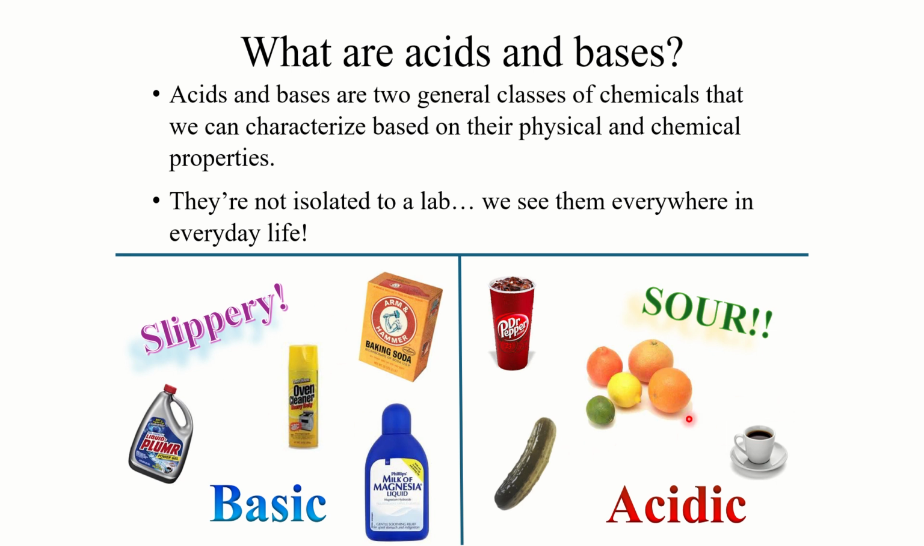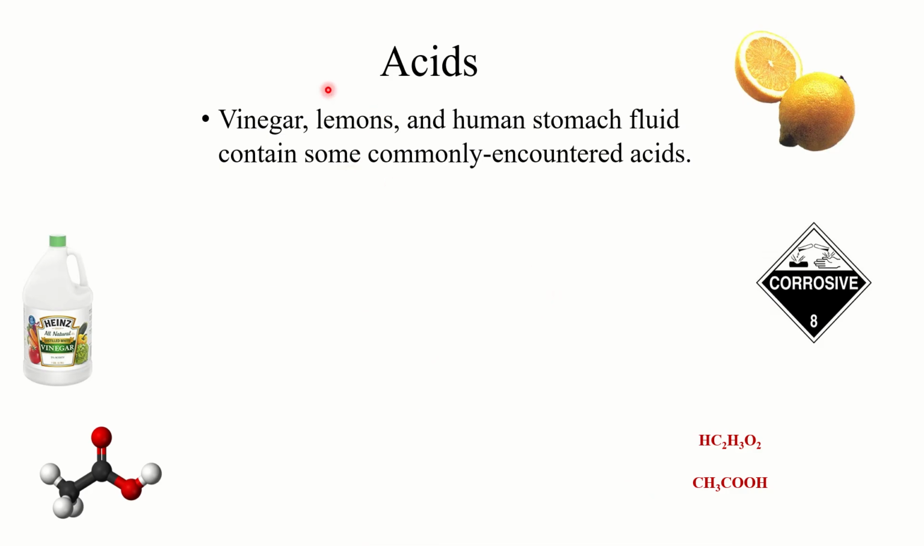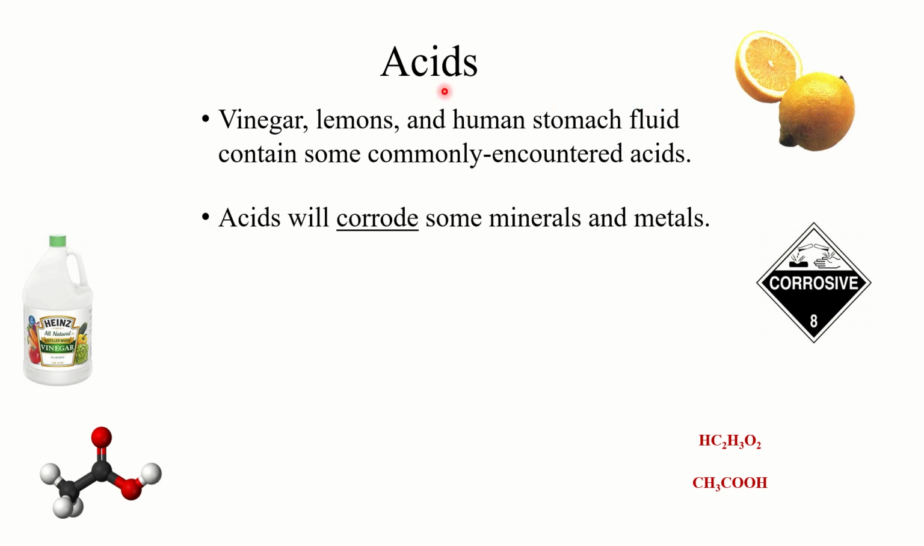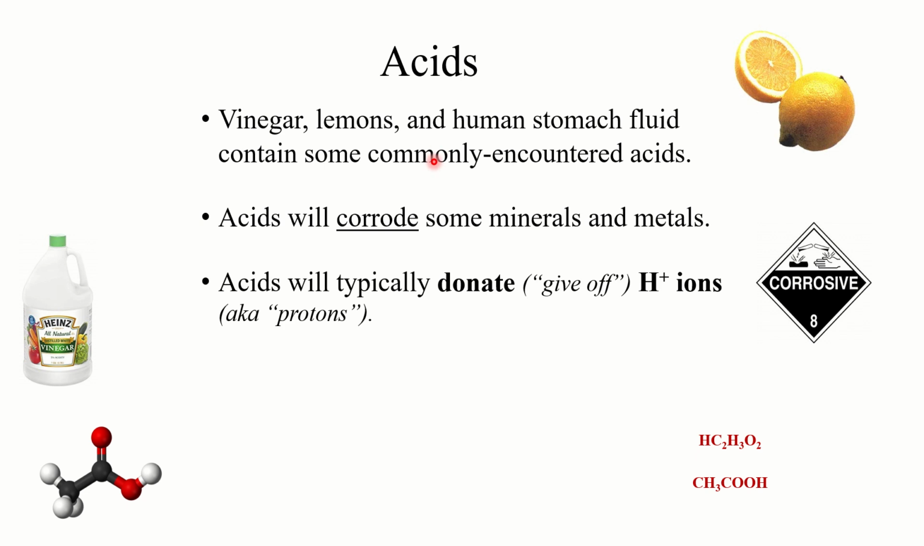Acids are often sour. Soda will usually have some type of acid in it if you look at the nutrition facts. Cucumbers, especially citrus fruits, and coffees are all slightly acidic. Things that have a little bit of a bite to them or are a little sour tend to be acidic. So vinegars, lemons, and importantly, stomach acid or stomach fluid contain some commonly encountered acids. Acids will corrode some minerals and metals.